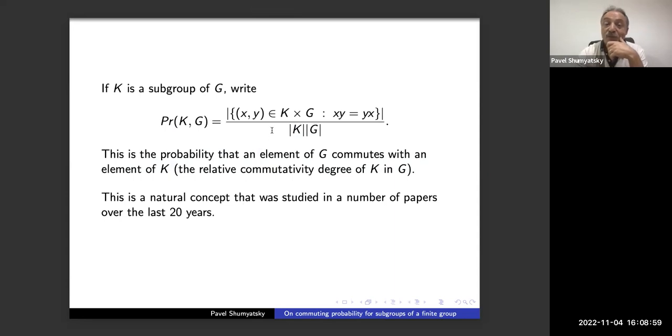Now, if K is a subgroup of G, we can also ask what is the probability that a random element of G commutes with a random element of K. The answer would be, again, a fraction where in the numerator we take all the commuting pairs of elements from K times G and divide it by the total number of such pairs, which is the order of K times the order of G. We will call this the commuting probability of K in G. Sometimes this is also called the relative commutativity degree of K in G. This is also a natural concept, and there are rather many papers dealing with it.